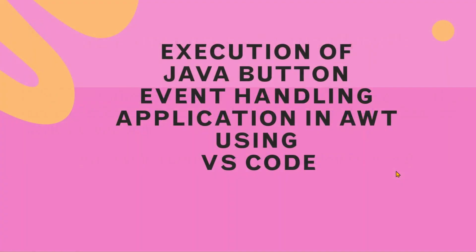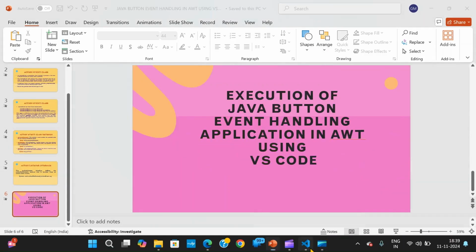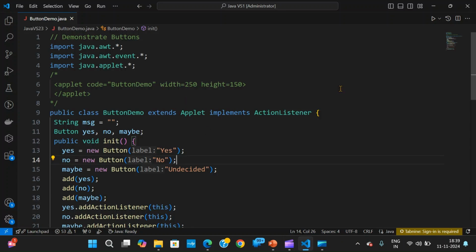I will show you the demonstration of a Java button which works with event handling application in AWT using the Visual Studio Code environment. So this is a Visual Studio Code environment where I already have a program here. We'll see what the program is for and how it works. Now here, in the first line, we're importing the AWT package where we can use some components like button and graphics class.